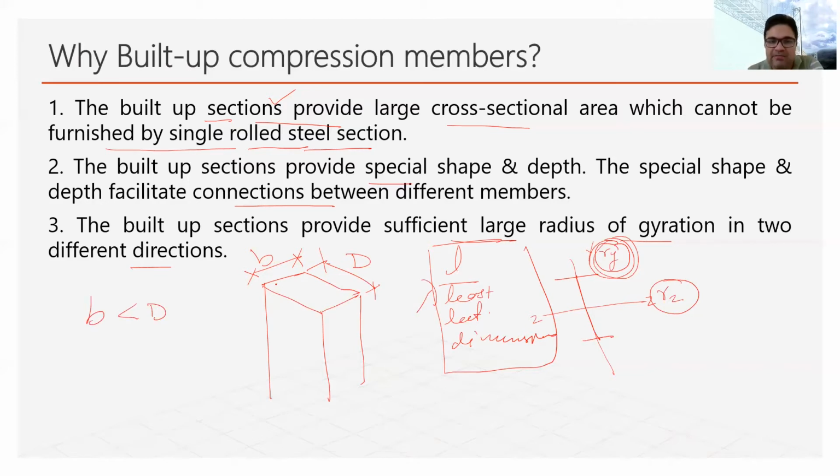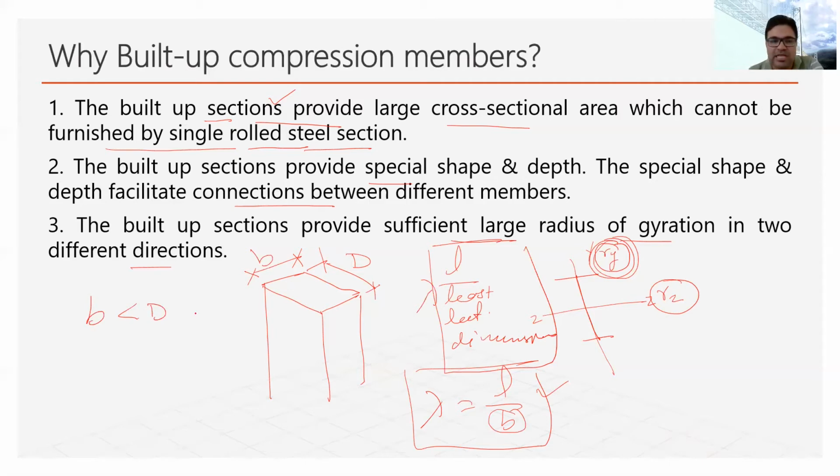We can easily identify which dimension is B, which dimension is D. We can clearly measure them, and that is why in this case lambda will be L by B. It will give us the maximum value of lambda. So that will be the critical one. So in this case, we can easily identify what will be the least lateral dimension.